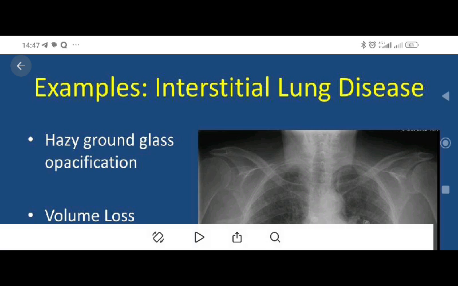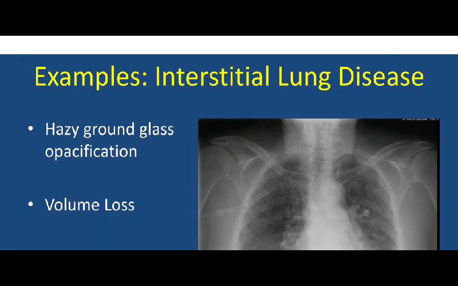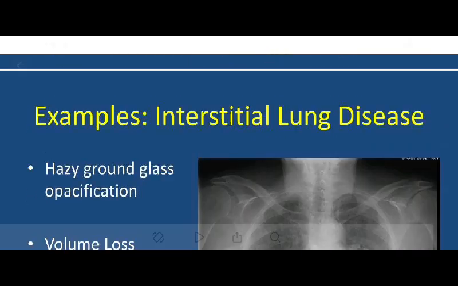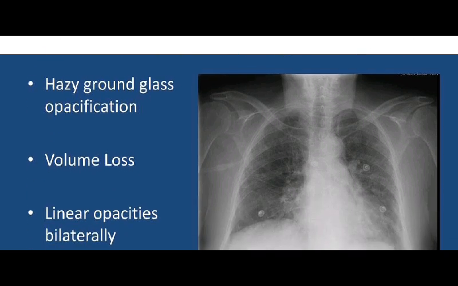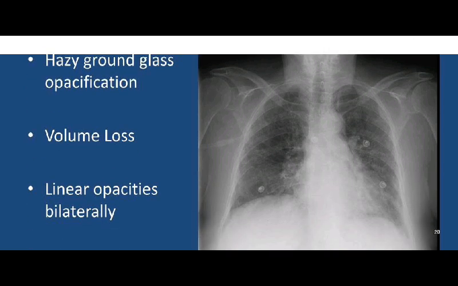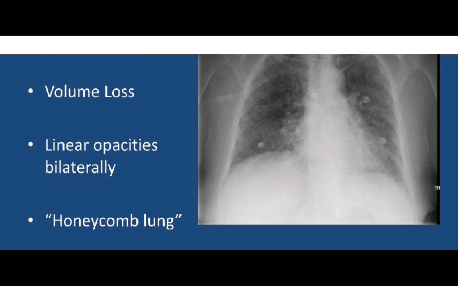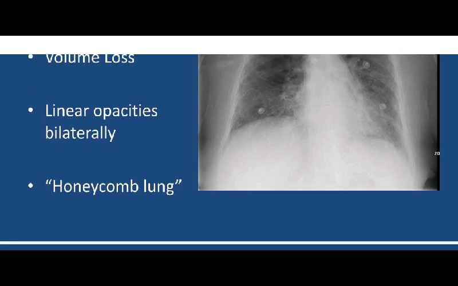Now, we go back to interstitial lung disease. Interstitial is just the tissues of the lungs, that is, the interstitium of the lungs. When there is an interstitial lung disease, you see a heavy ground glass opacification, followed by volume loss and linear opacities bilaterally. There is also this sign called the honeycomb appearance.